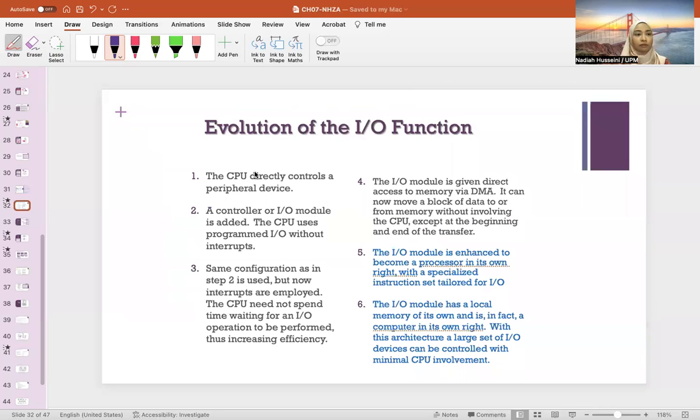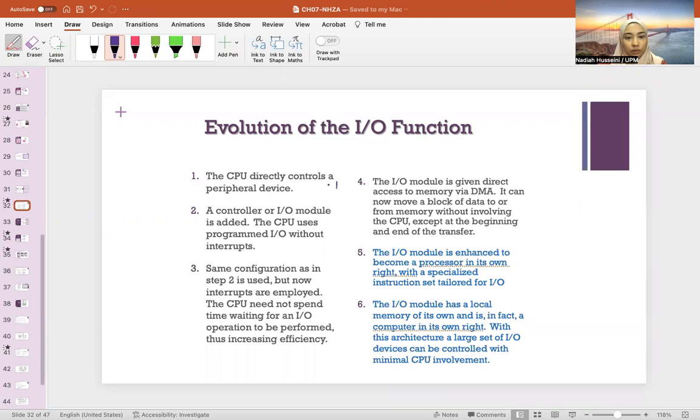Okay, so the evolution of the IO function, we talked about the program IO. The CPU directly controls the peripheral device first, and then a controller or an IO module is added. We saw that earlier, a controller, and then same configuration as in step 2, but now interrupts are employed. So this is the evolution. And then number 4, the IO module is given direct access to the memory via the DMA.